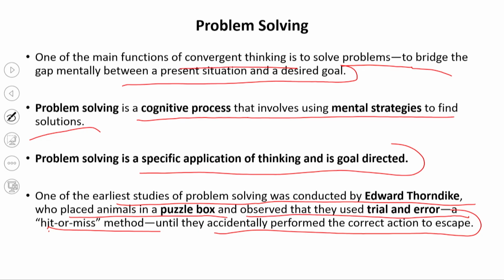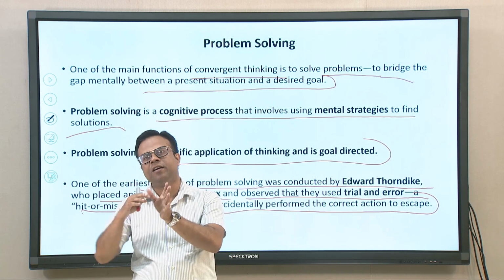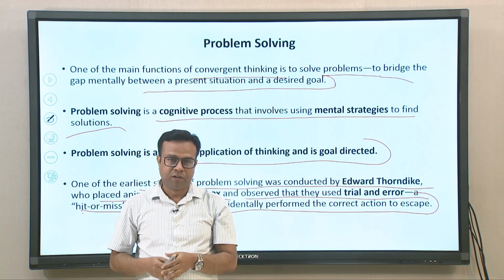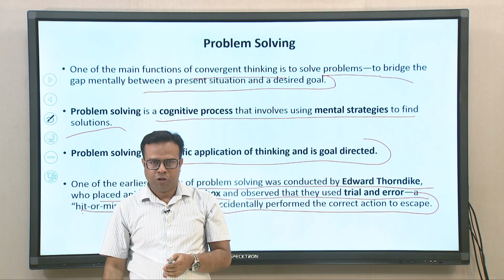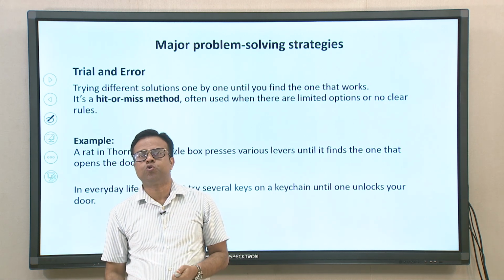You do something and you find that it does not work, then you try something else, and if that does not work, you try something else. Like this, you do trial and error, and finally you find the right kind of solution. Even animals can do that. So, there are different types of strategies people use to solve problems.